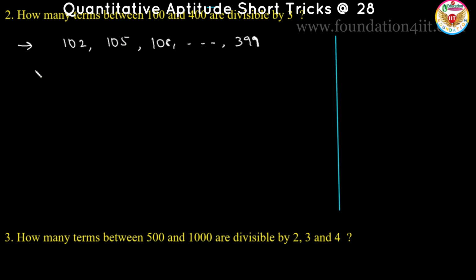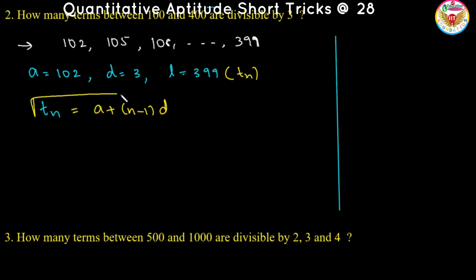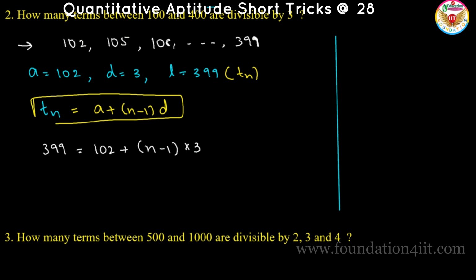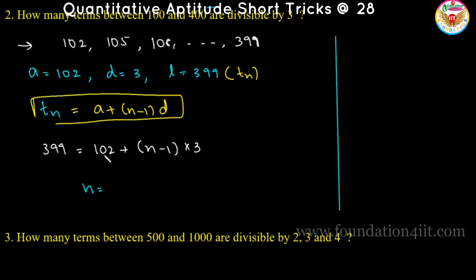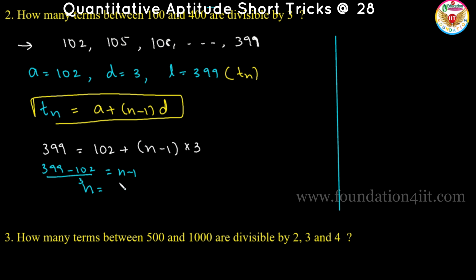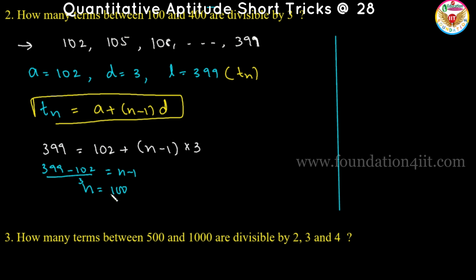In this, a is the first number, 102, the common difference is 3, and the last number is 399, which we can call tn or l, both are the same. The nth term is a plus n minus 1 into d, so we apply this formula: 399 equals 102 plus n minus 1 into 3. Taking 102 to the left side, 399 minus 102 divided by 3 equals n minus 1. That gives 99, plus 1, so the total is 100.